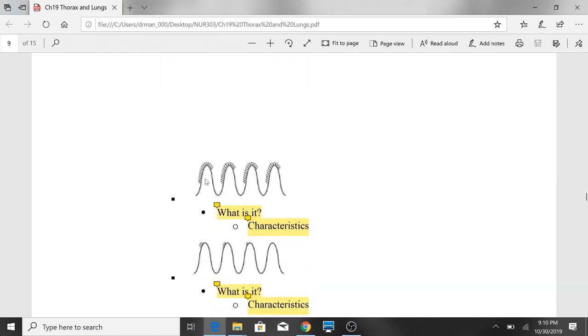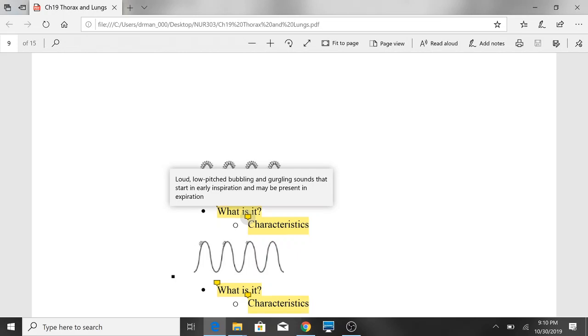You can tell the noise is mainly throughout inspiration and a little bit during expiration. What do you think this is? Coarse crackles. Characteristics: loud, low-pitched, bubbling and gurgling sounds that start in early inspiration and may be present in expiration.